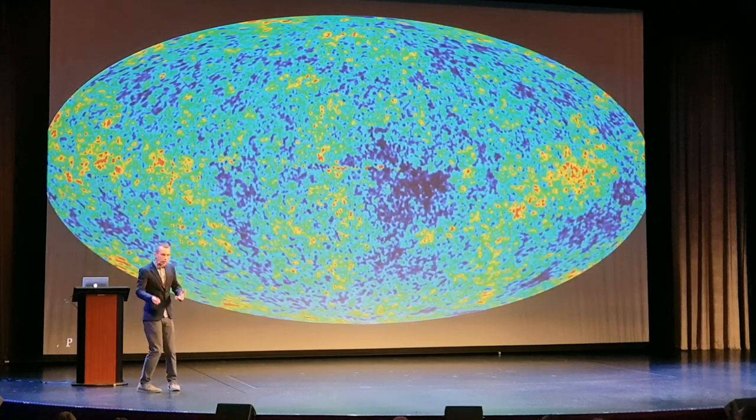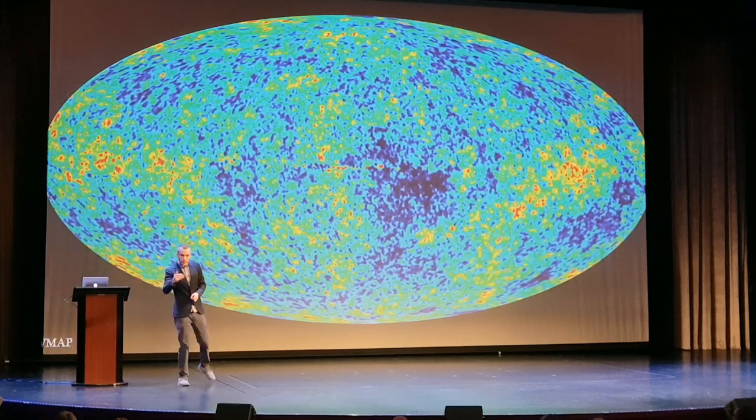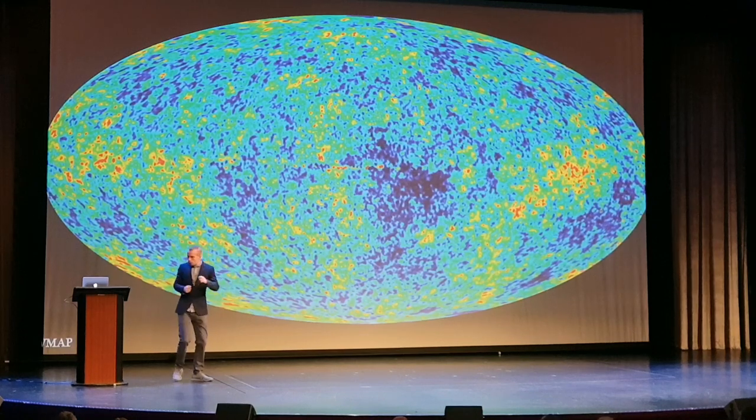So we've learned that our universe has some very strange things like dark matter and dark energy. This is one of the most important ways we know about the exact ingredients of our universe. So how do we do that?